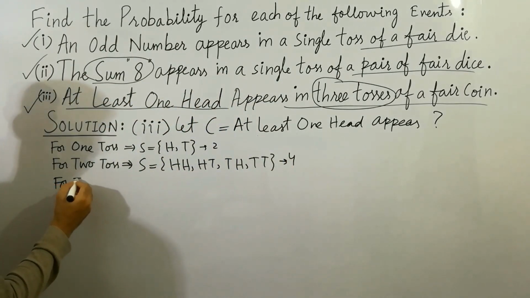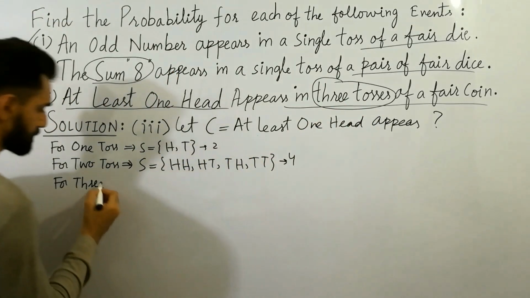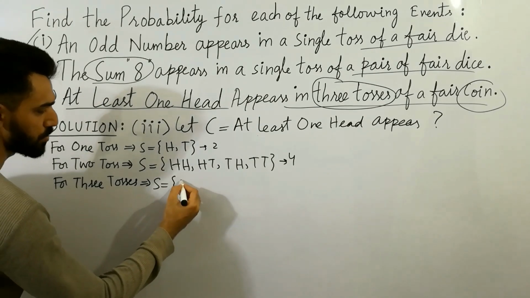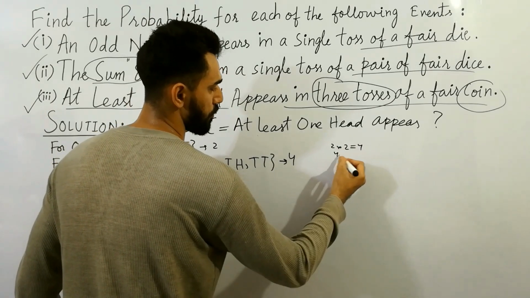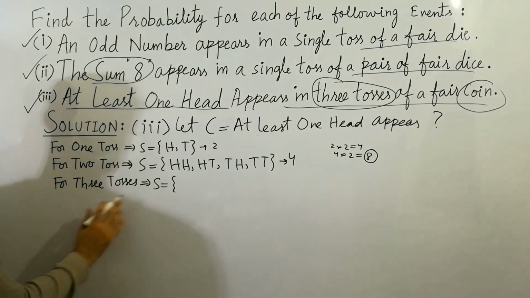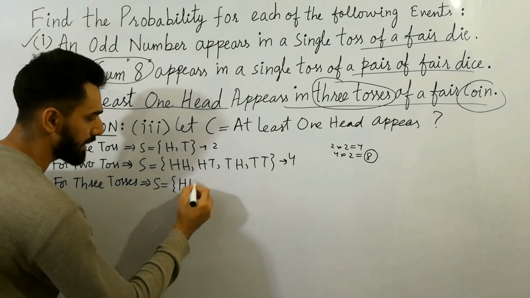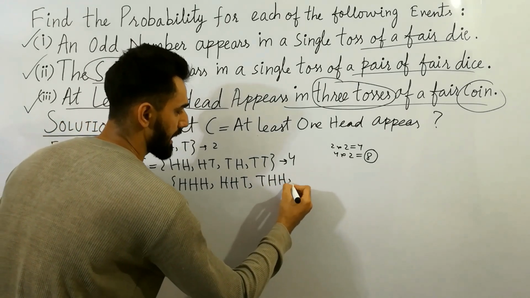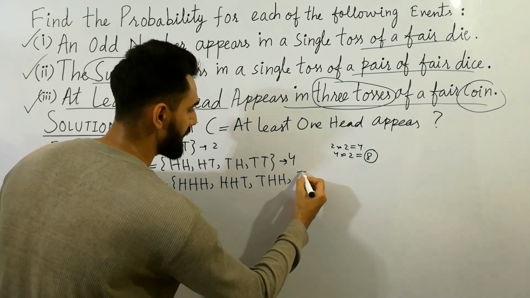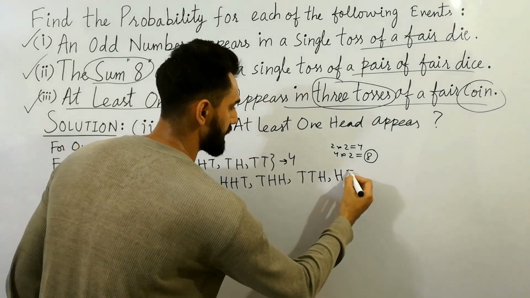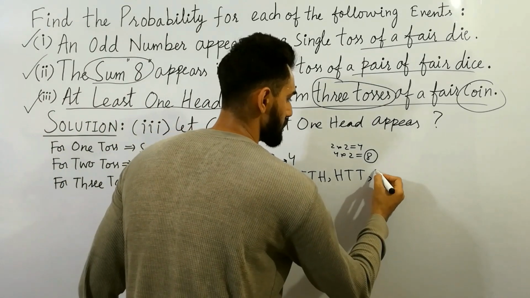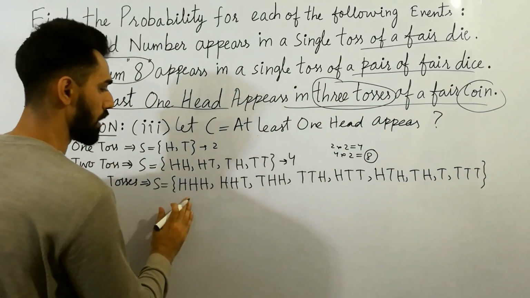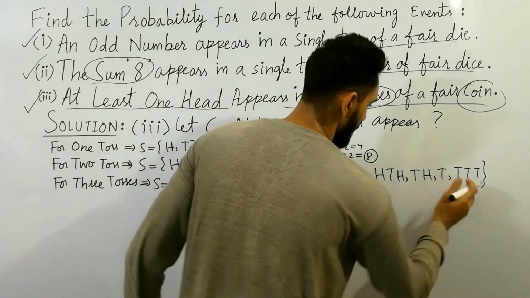Next, for 3 tosses of a fair coin, the sample space will be equal to, these are 2, these are 4, 2 twos are 4, 4 twos are 8. So these are the 8 outcomes. For 3 tosses, the number of outcomes will be 8. So here head head head, next head head tail, and next head tail head, and next tail head head, and next tail head tail, and next head tail tail, and next tail tail head, and next tail tail tail. That's clear. So count that here, 1, 2, 3, 4, 5, 6, 7, 8. So these are the 8 samples.